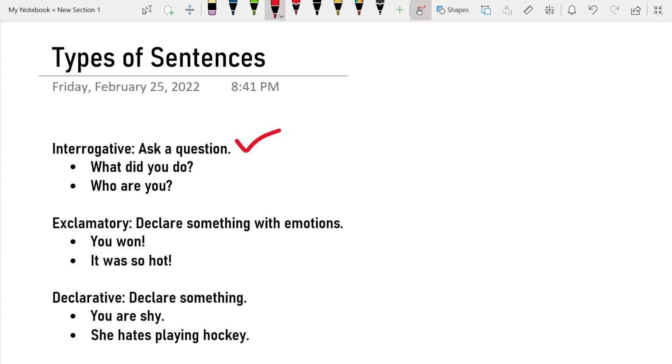Do play Cluedo, by the way. It's a really, really good game. Anyways, let's get back to what we were doing.